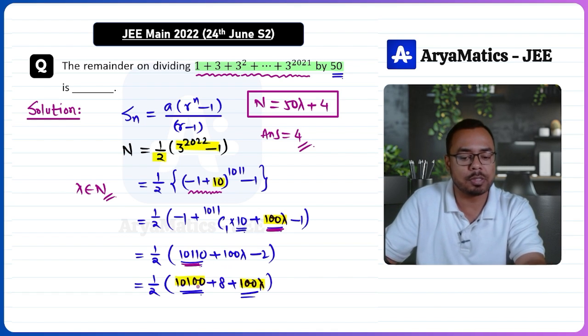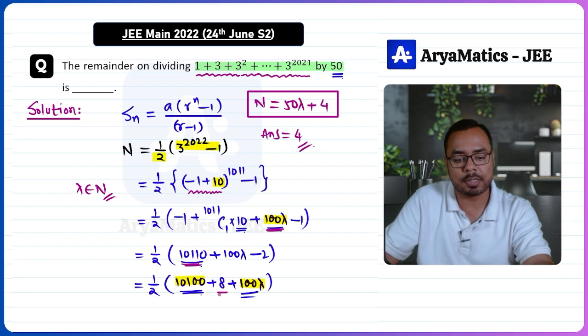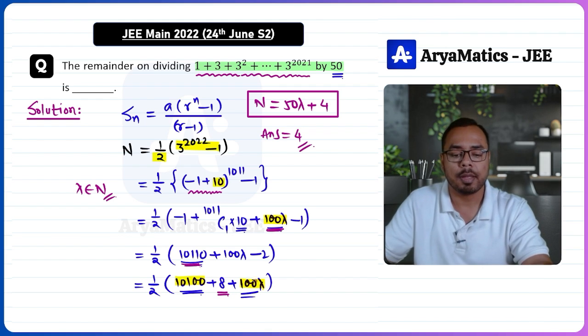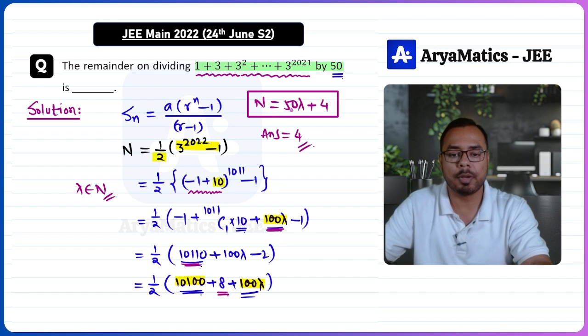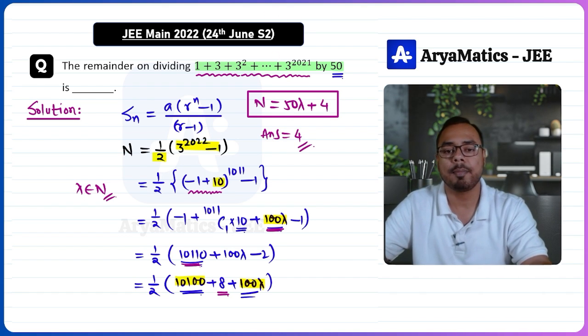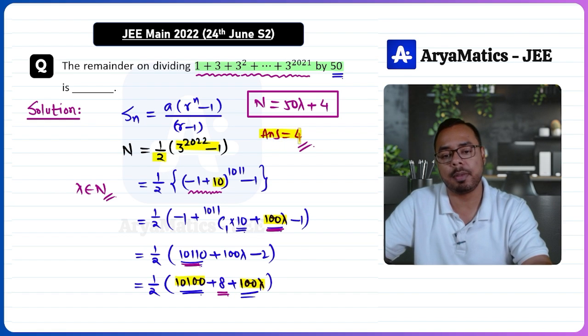And now this number also you can simplify. You can separate 10110 from there. So finally you are left with 10 minus 2, which is 8. 8 by 2 is 4. And the rest of the numbers were multiples of 100, but when divided by 2, they became multiples of 50. So the number was a multiple of 50 plus 4. When you divide by 50, the remainder will be 4. And that is the correct answer for this problem.